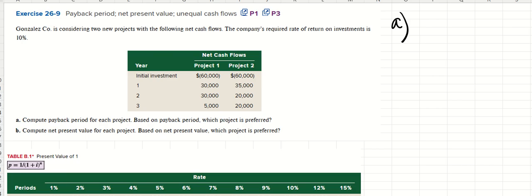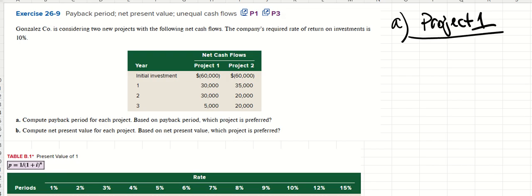So when it comes to the payback period, we just need to figure out from the initial investment how many periods or how many years it is going to take to recoup the investment. So how many periods is it going to take for us to get back, in this case for projects 1 and 2, $60,000. So we're going to start off with project 1.